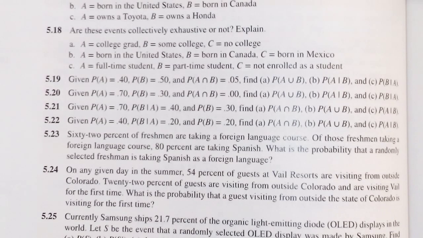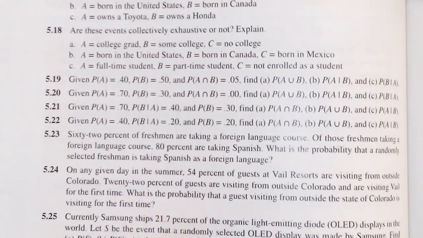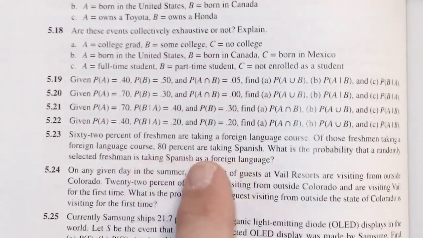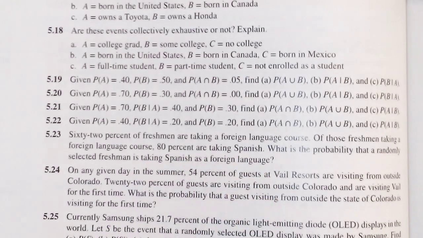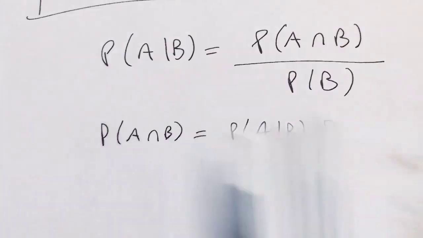Let me interpret these two numbers. The 62%. What's that mean? That sentence says 62% of freshmen are taking a foreign language course. So the probability of a foreign language is 0.62. How did you come about that? I just multiplied 0.62 by 0.8. Okay, so my question is that 0.8. How do I know that's a conditional? Which would be the way I would use this result, right?